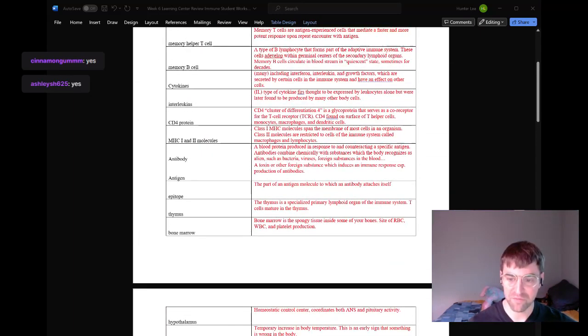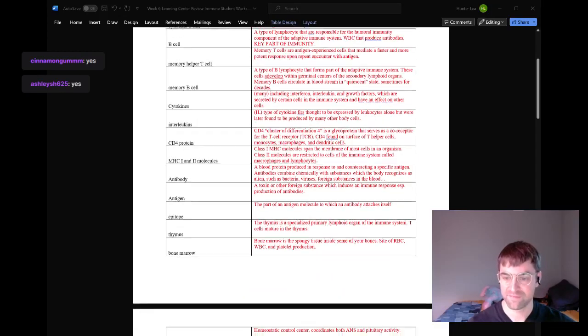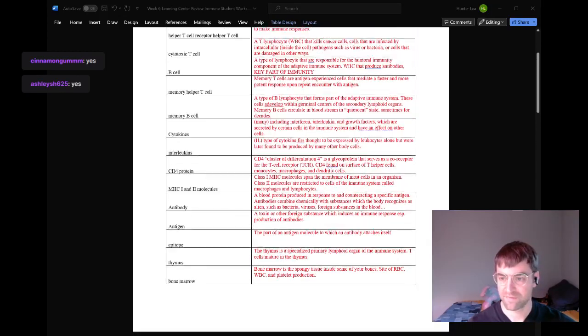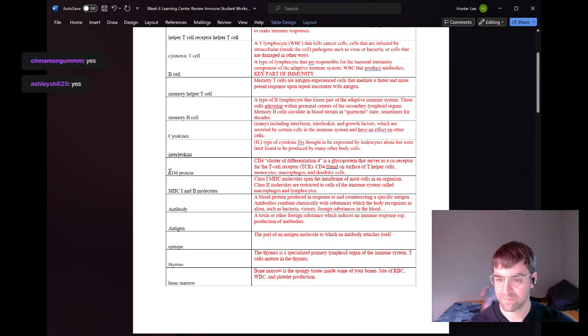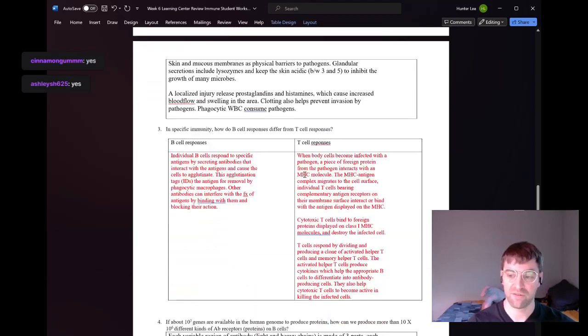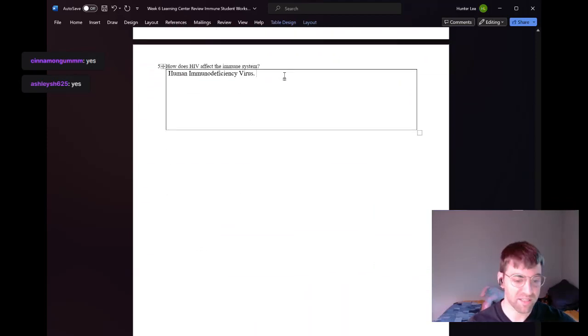I'm scrolling back up for a reason. Where is it? CD4, cluster of differentiation 4, is a glycoprotein that serves as a co-receptor for the T cell receptor. CD4 is found on the surface of T helper cells, monocytes, macrophages, and dendritic cells. This is a key aspect here.